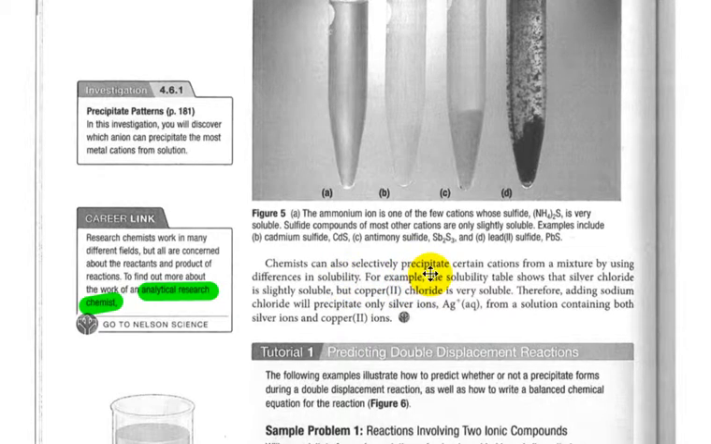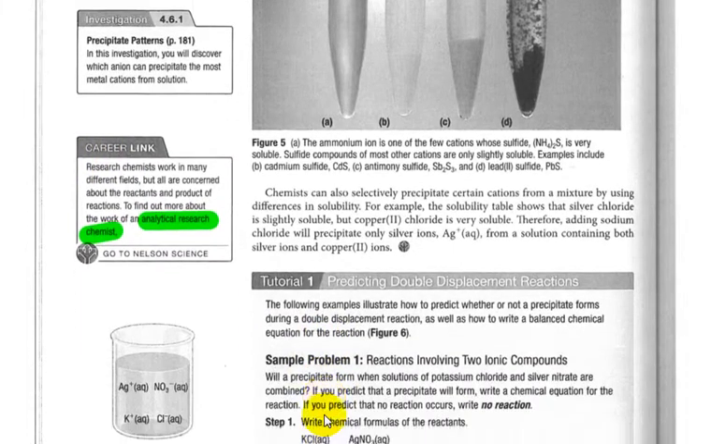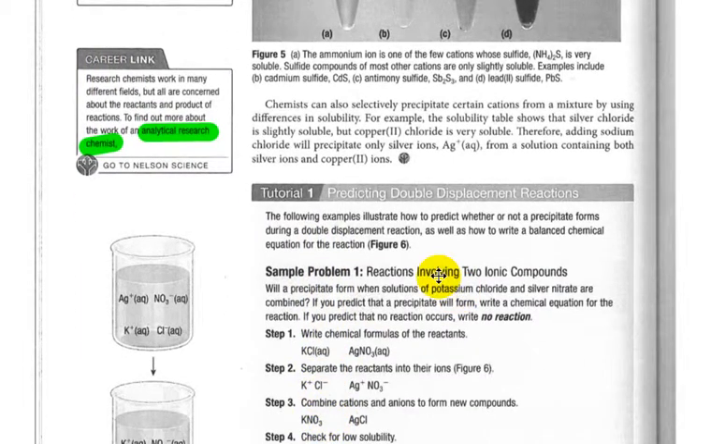Chemists can also selectively precipitate certain cations from a mixture by using differences in solubility. For example, the solubility table shows that silver chloride is slightly soluble, but copper 2 chloride is very soluble. Also here, notice I got some green stuff here. We have analytical research chemist. Later on when we're researching for careers, you could pick that if you like. But anyway, let's get to the task at hand here using that solubility table.